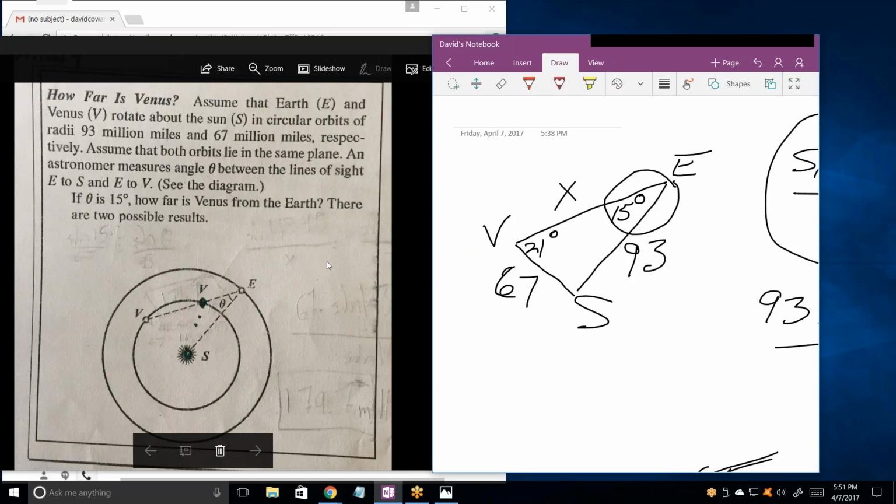There are two possible results. So it's telling you that you definitely have an ambiguous triangle case. Okay. Now, I suppose that doesn't necessarily mean there's two different angles for V. It might mean, oh, right. There would have to be.